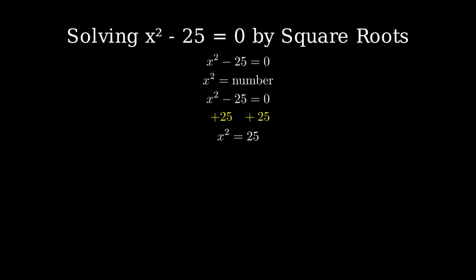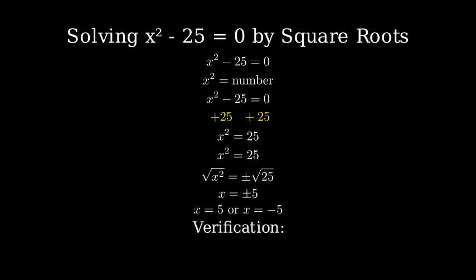We can add 25 to both sides to isolate x squared. Now that we have x squared equals 25, we can take the square root of both sides. Remember, when we take the square root, we need both the positive and negative square root, since squaring either one would give us 25. The square root of x squared simplifies to just x, and the square root of 25 is 5. Therefore, our solution is x equals plus or minus 5.